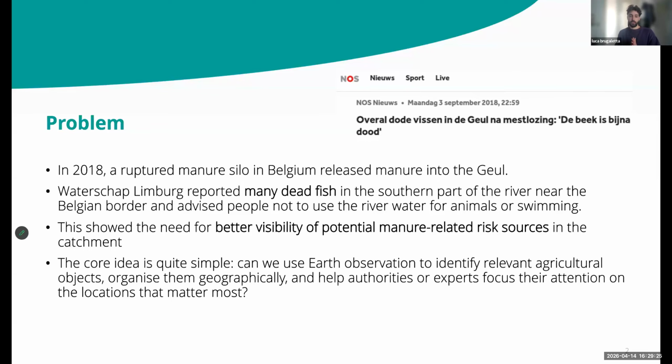Regarding the presentation for my webinar, the problem is that in 2018 a silo got broken in the Belgium area and released manure into the Kuil, a river in the Limburg area. The Waterschap Limburg then reported many dead fish and suggested it was not good to use the water for animals or for swimming. There was no way to discover which silos could have contributed to this, and there was a need for a better solution. The main idea is kind of simple: using Earth observation to identify the possible risk objects, or at least structures that could have contributed to this pollution in the water.